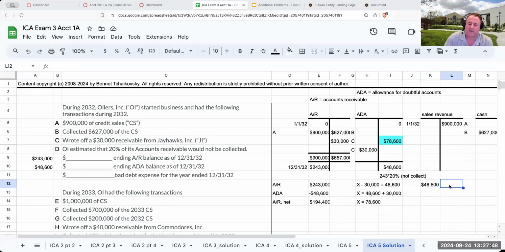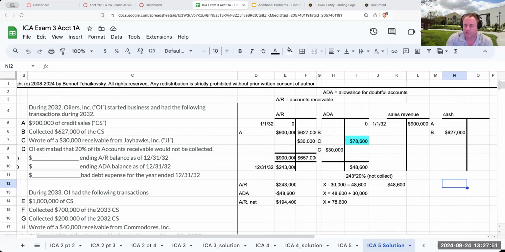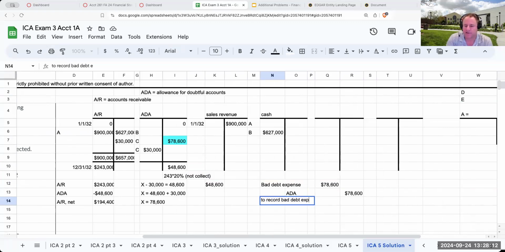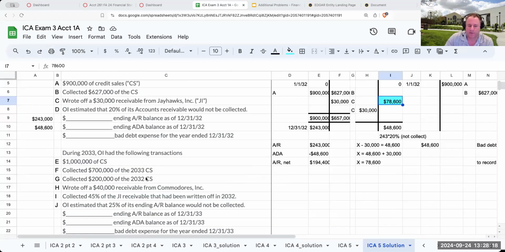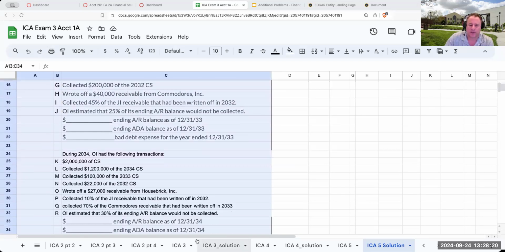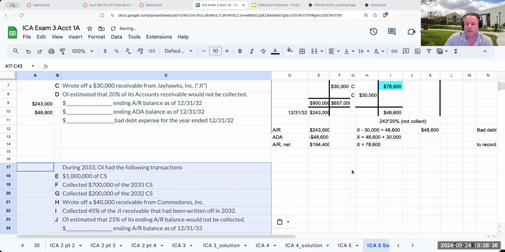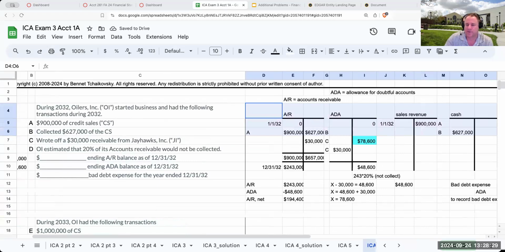So now, the way I record bad debt expense, if you've been watching the other videos, bad debt expenses are going to have debit balances, right? We debit expenses. I'm going to be debiting bad debt expense, crediting the allowance for doubtful accounts to record it, though we're not being asked for this, bad debt expense. So again, the bad debt expense is the very last step you're going to do in answering these questions. So we'll give ourselves a little bit more room. And now let's go down to the next period of time.